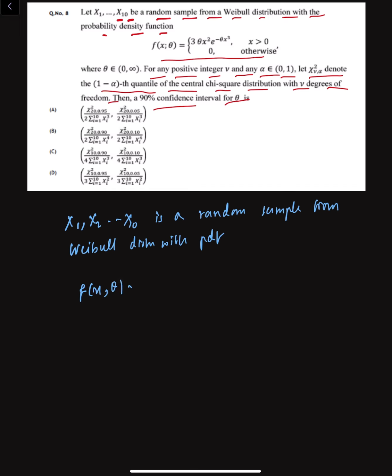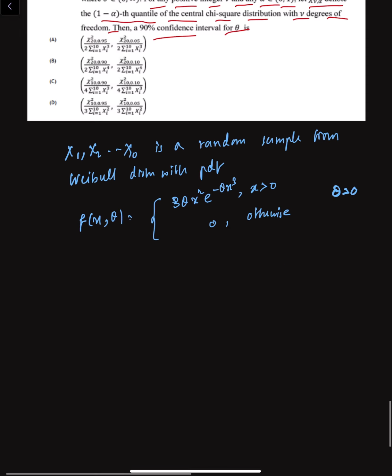So first of all, we were given that x1, x2 and so on up to x10 is a random sample from a variable distribution that has the PDF. So if we consider the PDF f of x comma theta as 3 theta x square e to the power minus theta x cube when x is greater than 0 and 0 otherwise, then theta is strictly greater than 0.